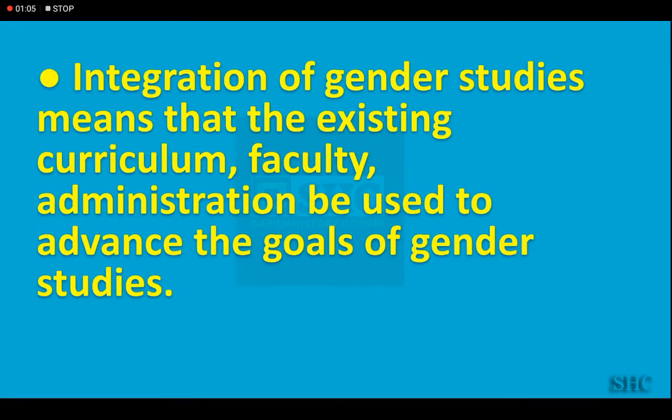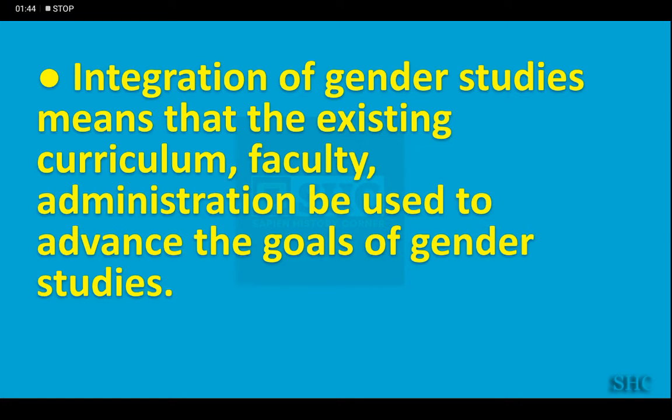Those in favor of the integration debate posit that the existing curriculum, faculty, and administration should be used to advance the goals of gender studies. So what they're saying is that gender studies should not be taught in silos. You cannot force everybody to take gender studies as a subject. What you can do is tweak the existing curriculum and incorporate everything from a gendered point of view. You can look at history, philosophy and economics through the lens of gender.